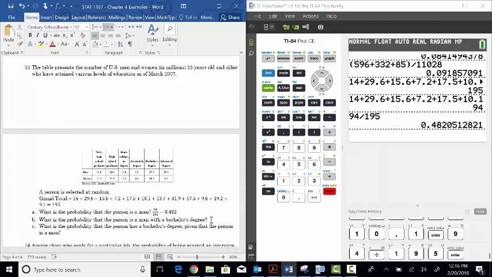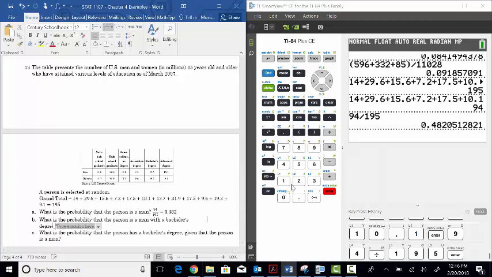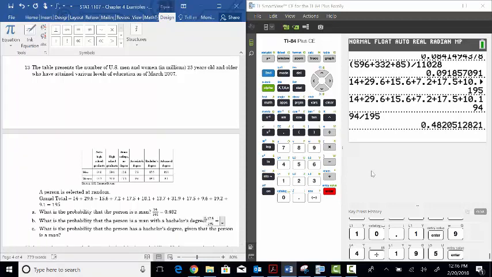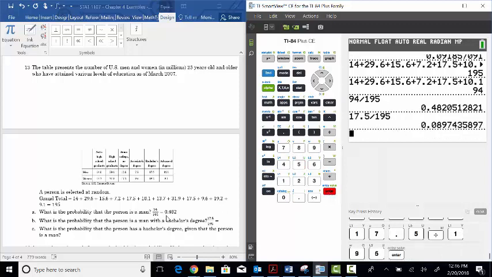So a man with a bachelor's degree, if I go to the table, for men, bachelor's degree, I have 17.5. So I'm going to do 17.5 divided by that 195, and I'm going to calculate that out. And we get 0.0897 or 0.09.